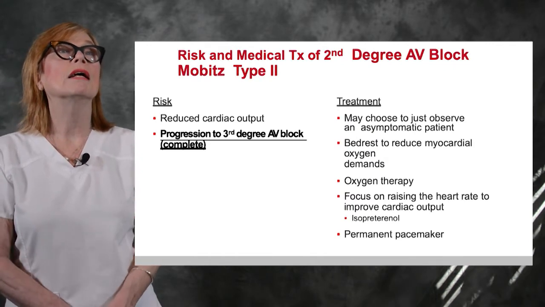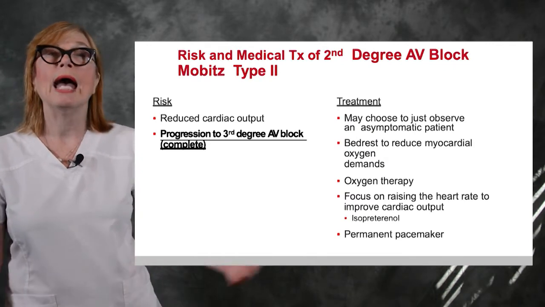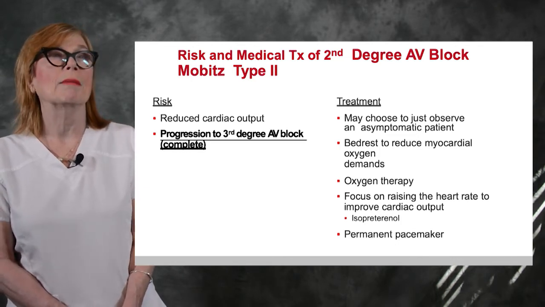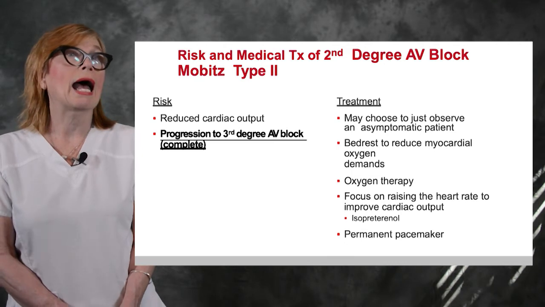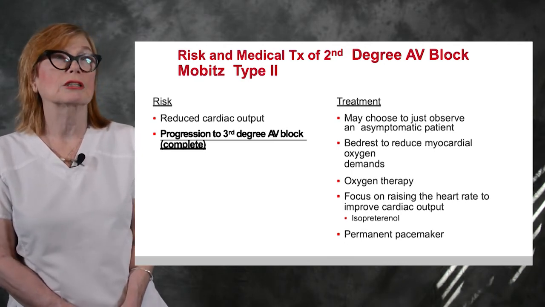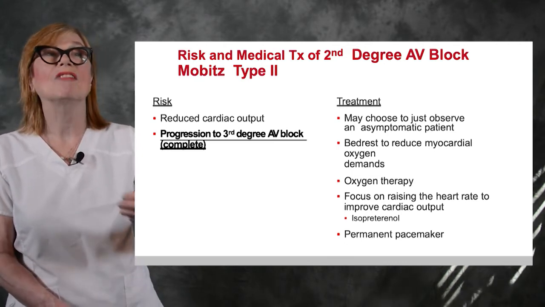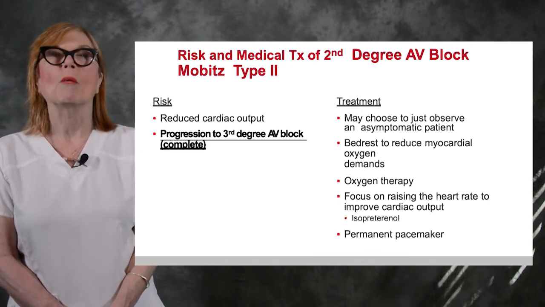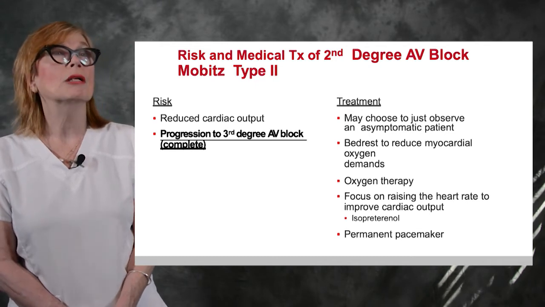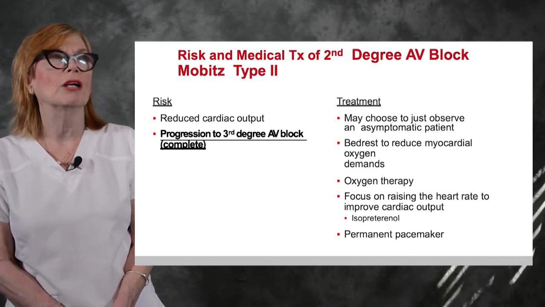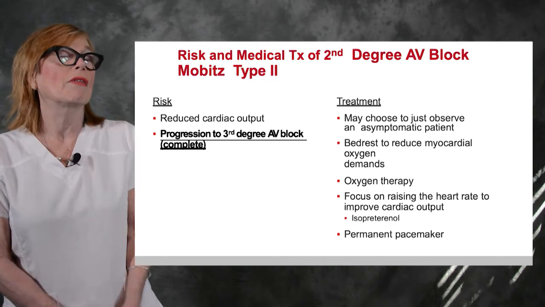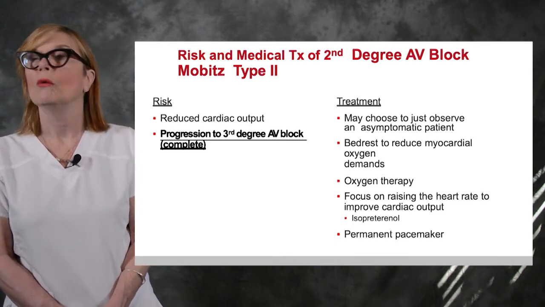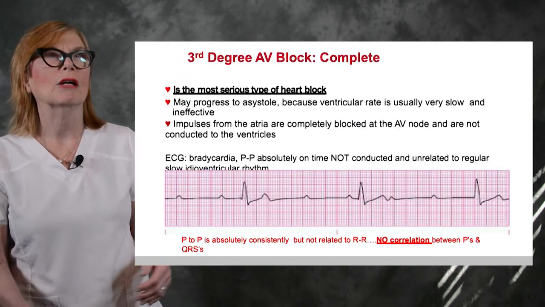And therapeutic intervention: we might see that the patient is asymptomatic and we just might monitor them. But we actually try to have them on bed rest to reduce myocardial oxygen supply and demand. We may give oxygen therapy, although that's very controversial in today's world. But we're going to try to raise the heart rate, and we try to raise the heart rate by giving epinephrine. We might even consider isoproterenol. That is something we would use. And actually, if our patient is symptomatic, we will progress to permanent pacemaker therapy.